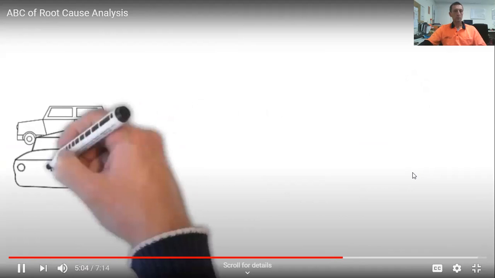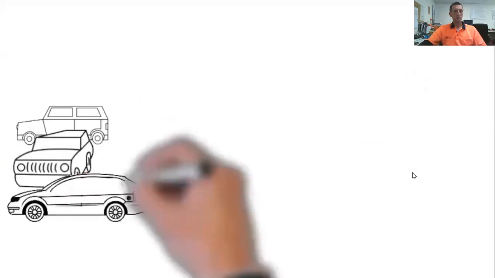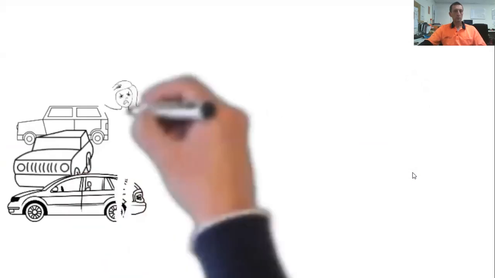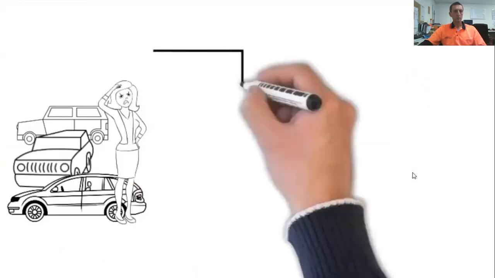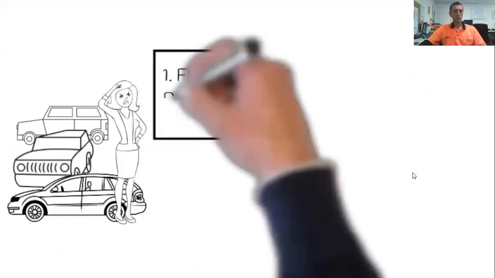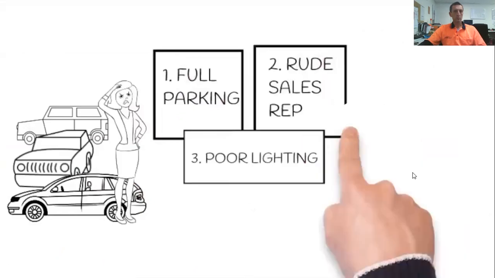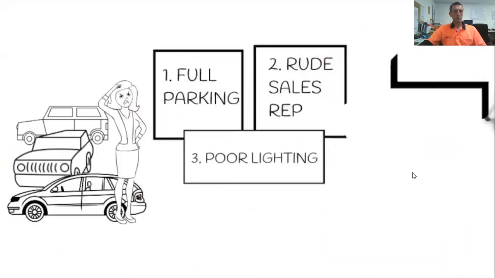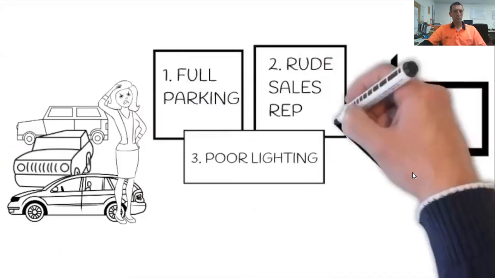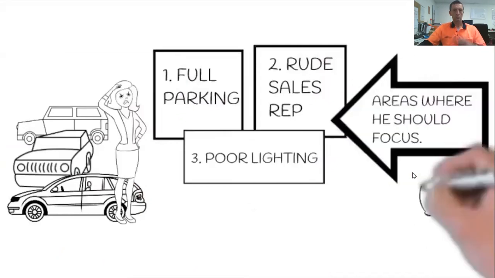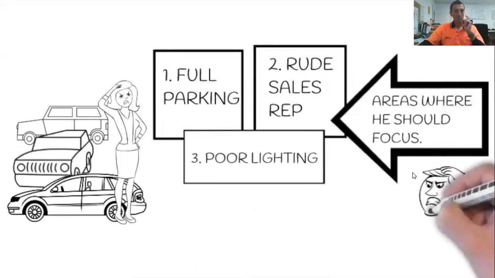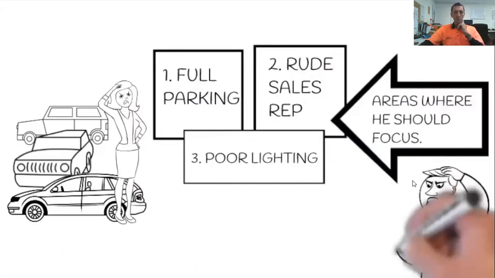By collecting data and displaying it in the chart, the manager could see which variables were having the most influence. In this example, parking difficulties, rude salespeople, and poor lighting were hurting his business most. Following this principle, those are the areas where he should focus his attention to build his business back up.